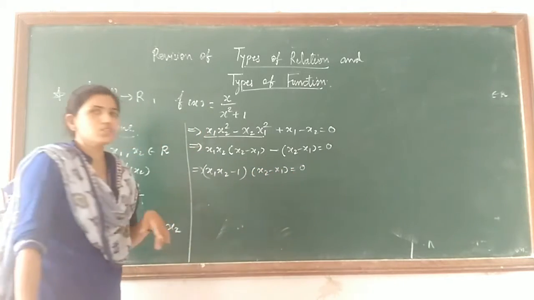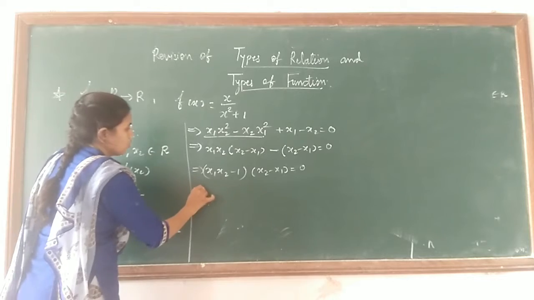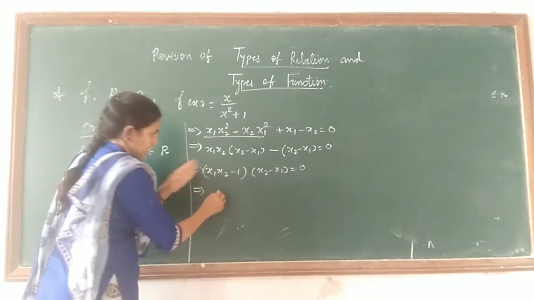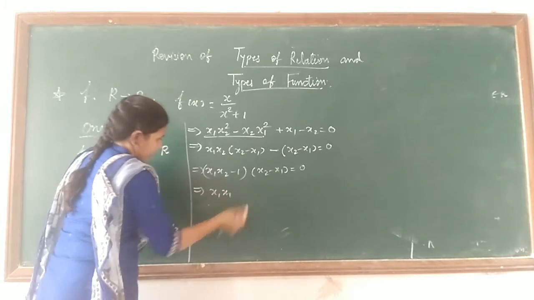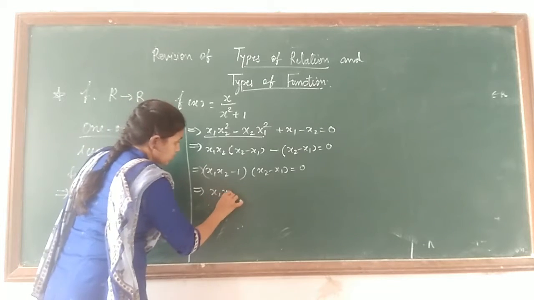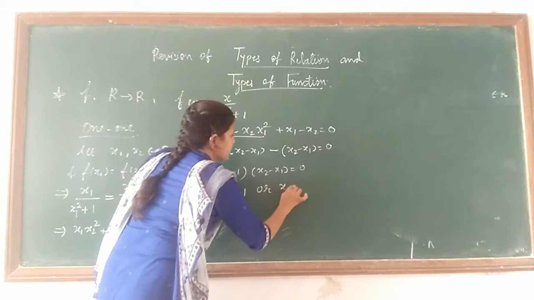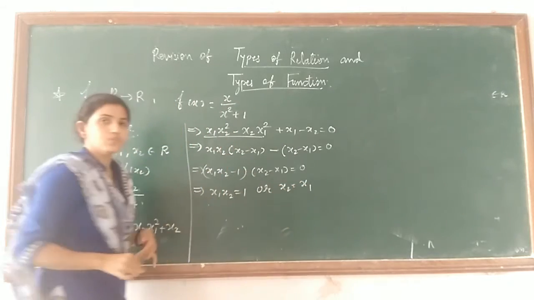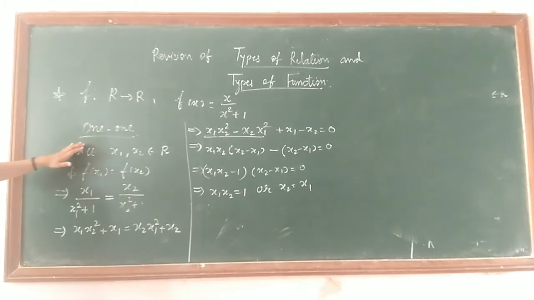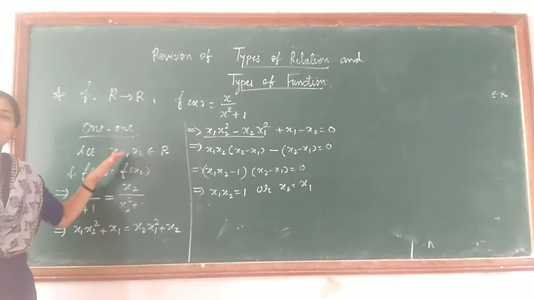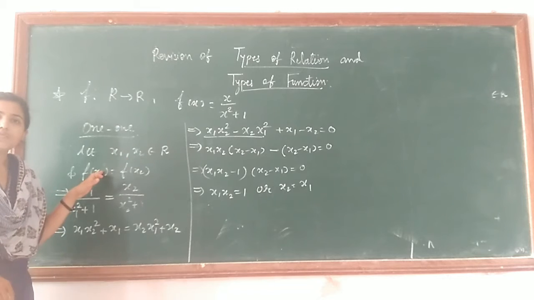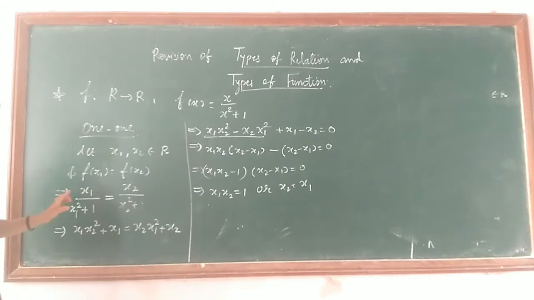These are the factors of this equation. So when we take the final zero, that means solving this: x1 x2 is equal to 1 or x2 is equal to x1. Okay, let me repeat again for the one-one case. What is the definition? For all x1, x2 belonging to R, f of x1 is equal to f of x2.